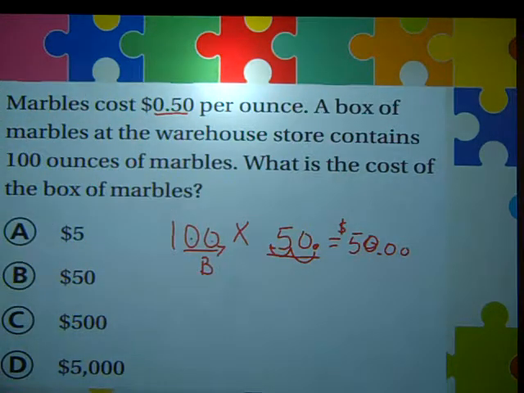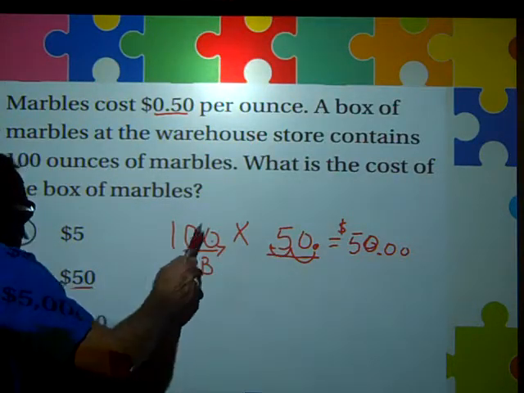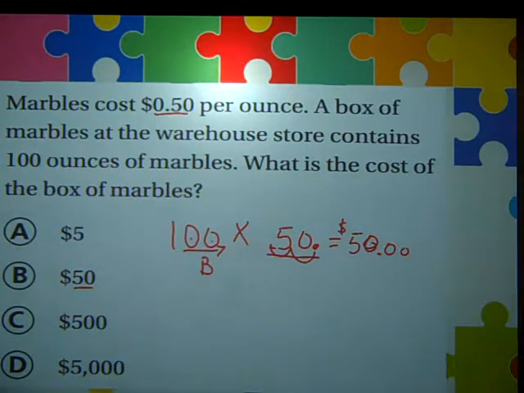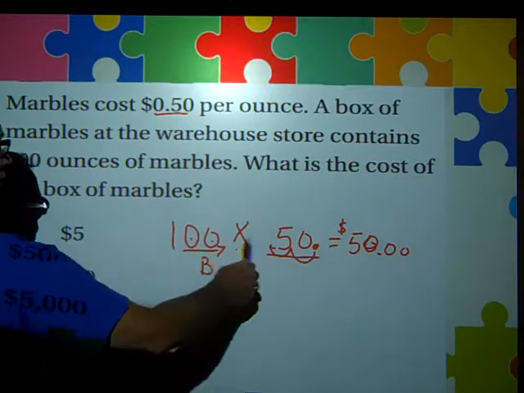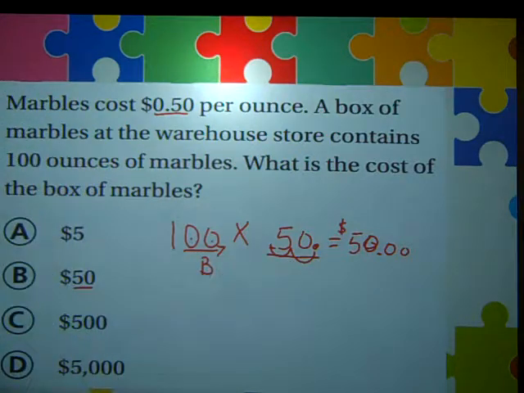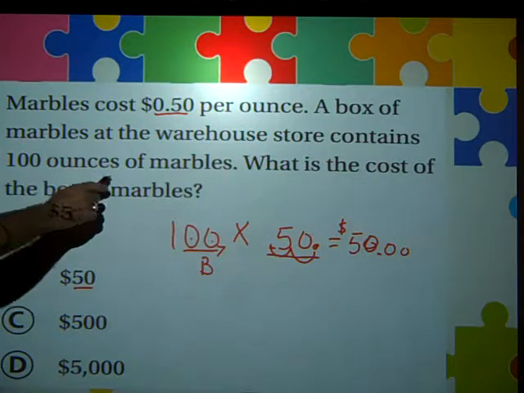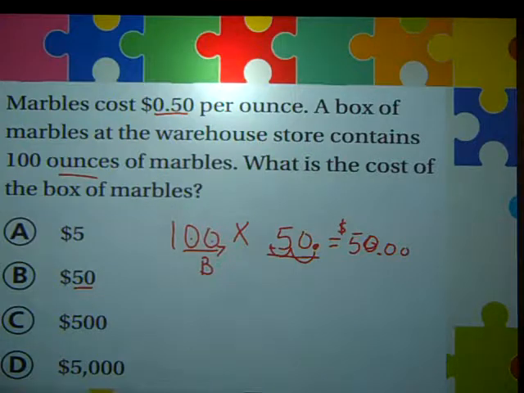That cost is $50. Well, think about that. If it was $1 an ounce, $1 times 100 would be $100. 50 cents is half of a dollar, so then half of 100 is 50. Makes sense, right? Okay, that's a real life situation. You could definitely run into this if you go shopping for bulk items at a store, like a hardware store, nails or screws or things like that. They charge you by the ounce sometimes. So it's a very good real life application.